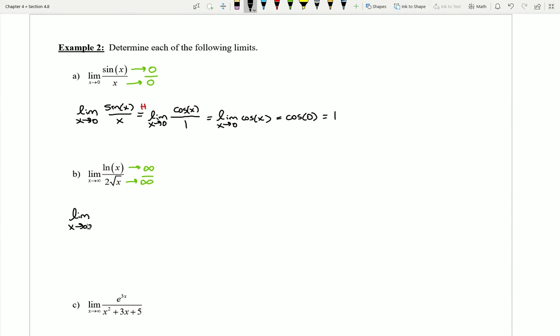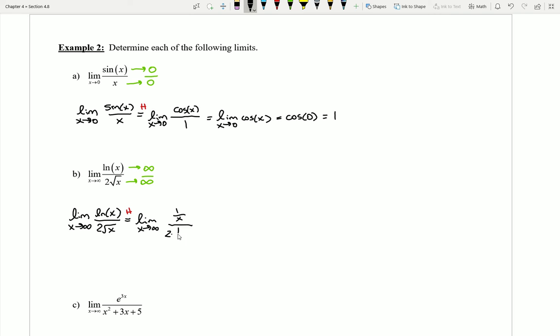So I'll say that my limit as x goes towards infinity here is going to be equal to another limit. Again, this is by L'Hopital's rule. And I'll replace my numerator with its derivative. And I'll replace my denominator with its derivative.